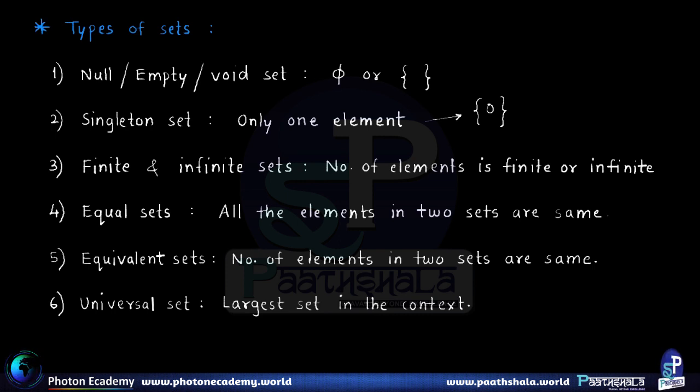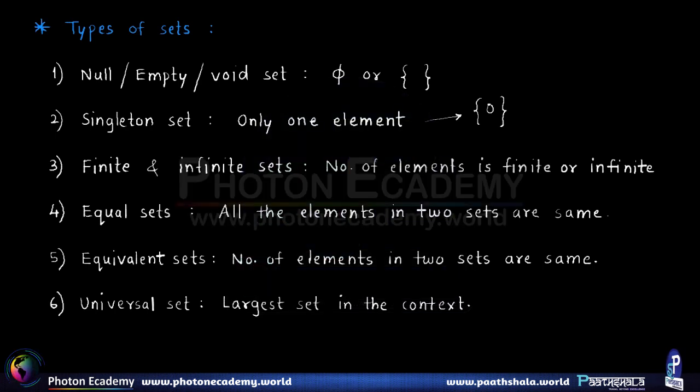Next we have finite and infinite sets. Here the classification is based on whether the number of elements in the set is finite or infinite. Accordingly we call those sets finite or infinite sets respectively.